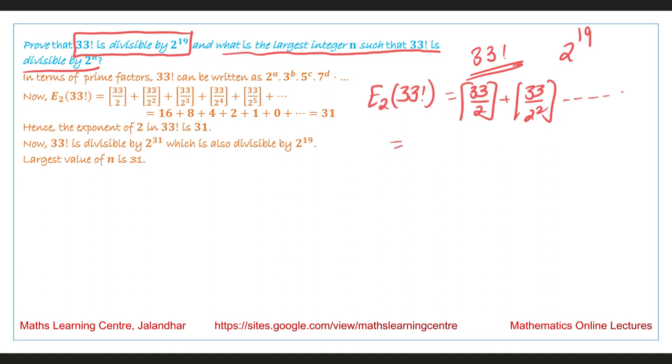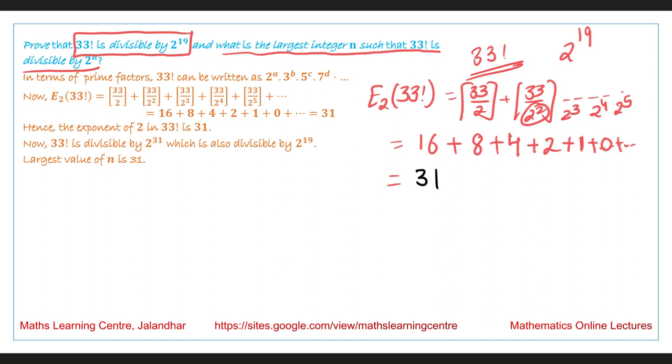So 33 by 2 gives 16, then 2 squared is 4, so we get 8. Next is 2 cubed, which is 8, and the answer is 4. Next is 2 raised to the power 4, which is 16, and the answer is 2. Next is 2 raised to the power 5, which is 32, and the answer is 1. After that all the terms will be 0. So the sum of all these values is equal to 31.